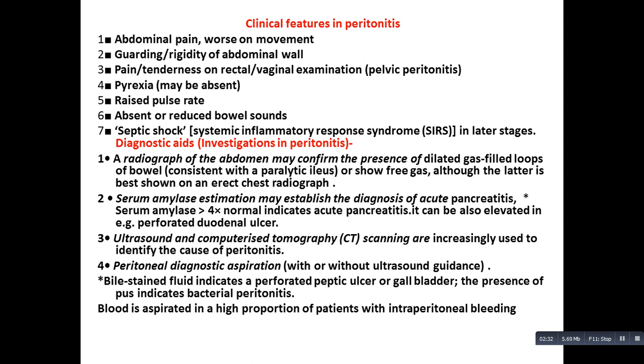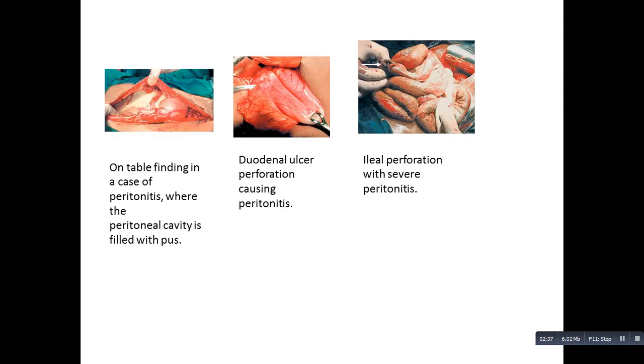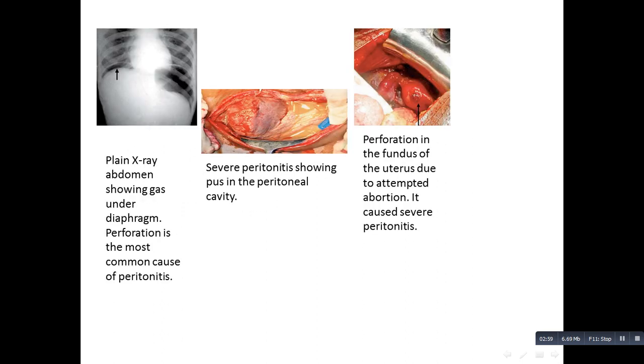This is a picture of the table finding in a case of peritonitis where the peritoneal cavity is filled with pus, duodenal perforation, and ileal perforation with severe peritonitis. This X-ray shows air under the diaphragm. Another case of severe peritonitis shows pus in the peritoneal cavity, with perforation of the fundus of the uterus in an attempt at abortion. It causes severe peritonitis.